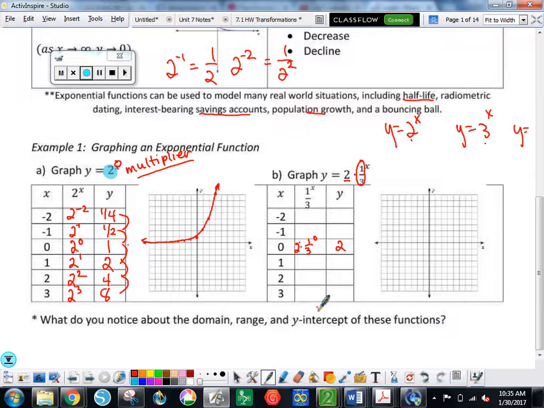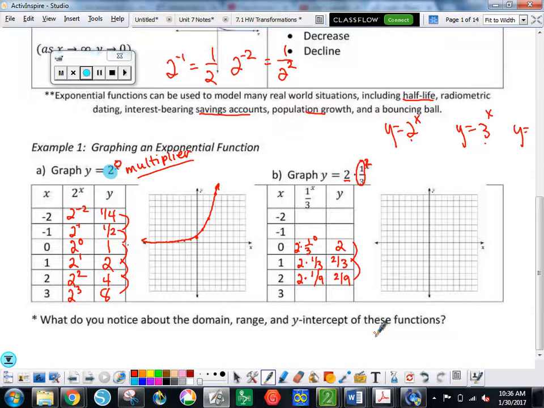So let's plug in a 1 now. So 1/3 to the first power is 1/3. And 2 times 1/3 is 2/3. Plug in a 2. What's 1/3 squared? I square the 1, I get 1. I square the 3, I get a 9. So 1/3 squared would be 1/9. Multiply that by 2, we get what? 2/9.